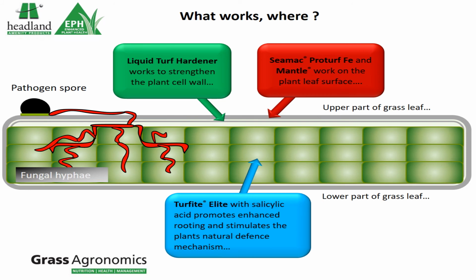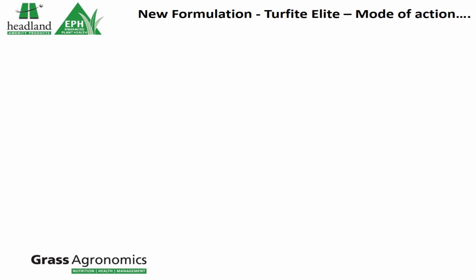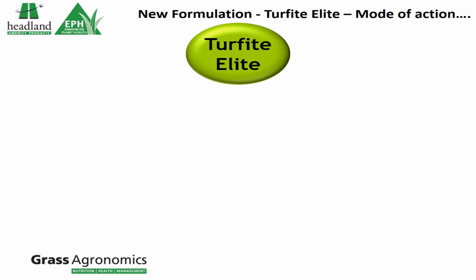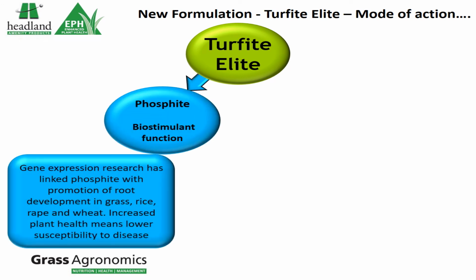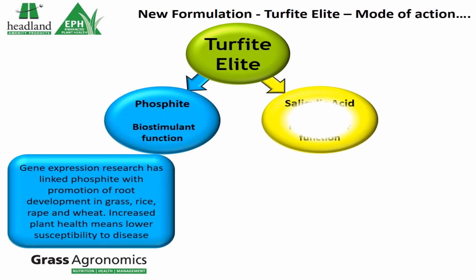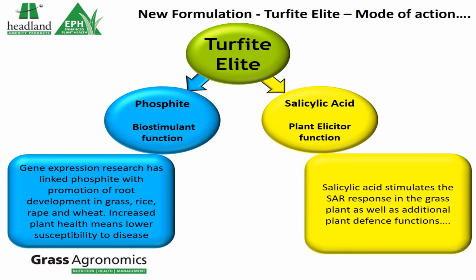Turfite Elite, which contains phosphite, promotes rooting, meaning that the stronger the plant is overall, the more likely it is to be able to repel any hostile attack. Many of you will be familiar with Turfite as it was the first UK phosphite product and its ability to increase root production, but the recent addition of salicylic acid now triggers the plant's systemic acquired resistance, its own immune response mechanism.